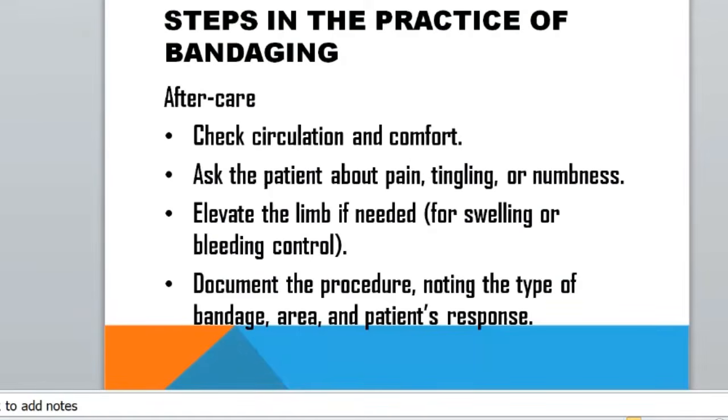After bandaging, check for circulation. I've said this like 10 times in this class. Continue to check for circulation. Comfort: you have to reassess every shift. The morning nurse, the afternoon, the night nurse, they must reassess. Everybody must keep reassessing. You ask the patient about pain. Are they having any form of paresthesia, numbness, tingling sensation? Are they not able to feel that part? That shows you have done the wrong thing. And then you elevate the limb if it is needed. In case of swelling or bleeding control, you can elevate.